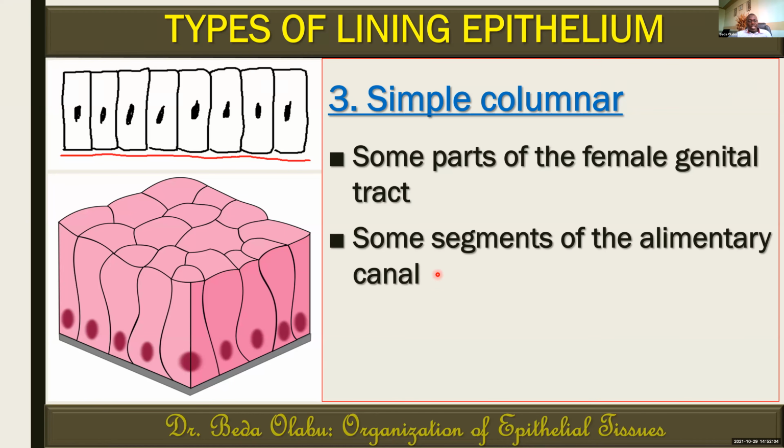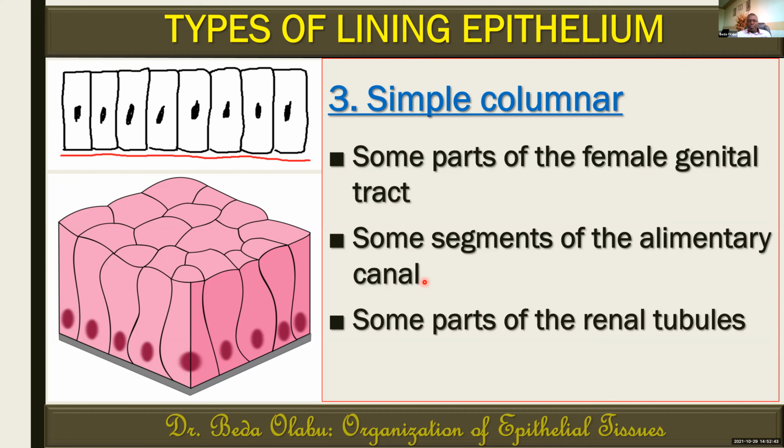Some segments of the alimentary canal are also lined by simple columnar epithelium. If you want to know the segments of the alimentary canal lined by simple columnar epithelium, it is straightforward. Just take the journey followed by food, but start from the stomach, go sequentially up to the rectum. So stomach, duodenum, jejunum, ileum, cecum. We can mention the appendix there, although food does not go to the appendix, but it's still lined by simple columnar epithelium. Then the whole colon, and finally the rectum, simple columnar epithelium.